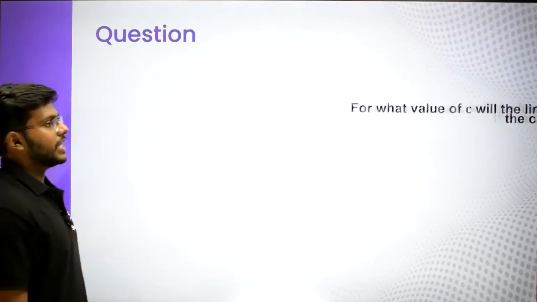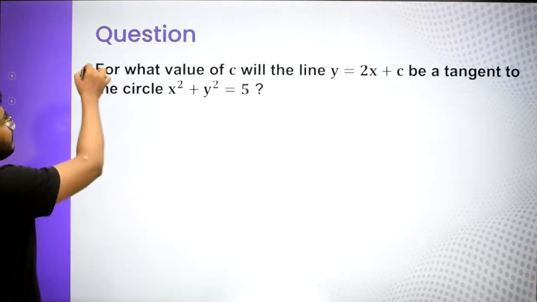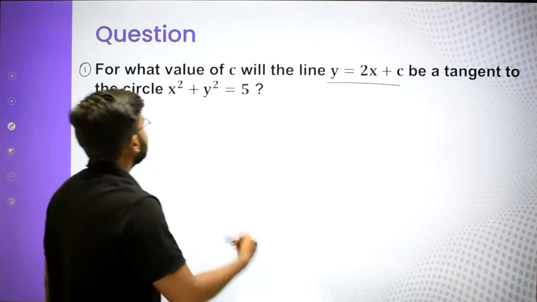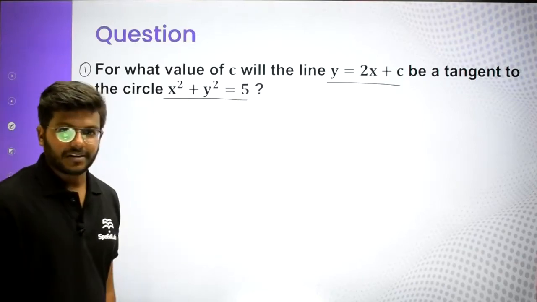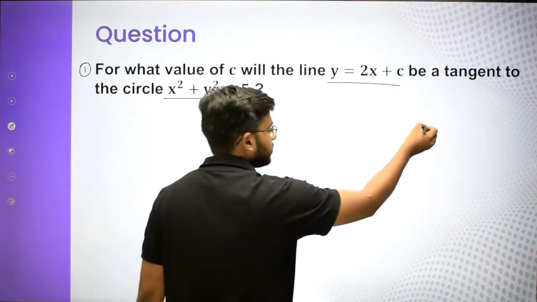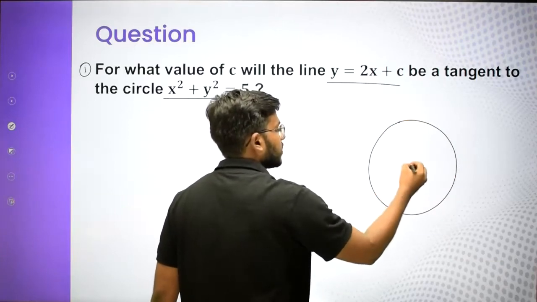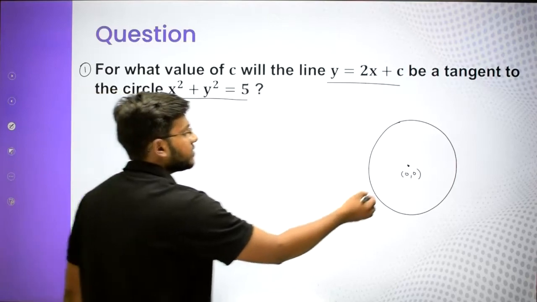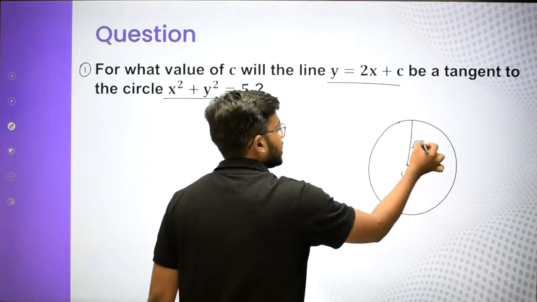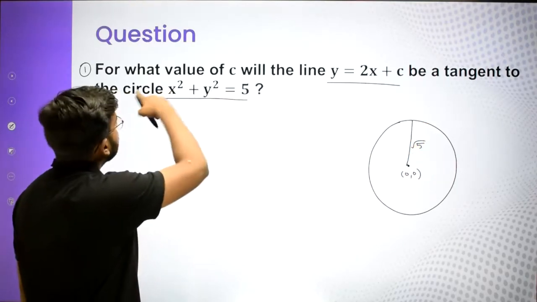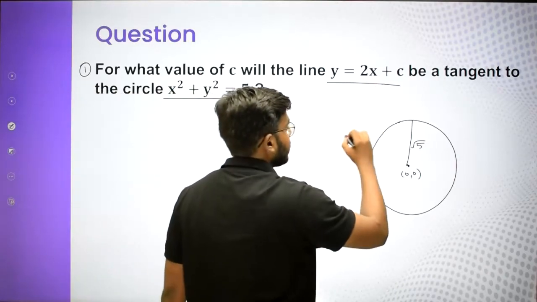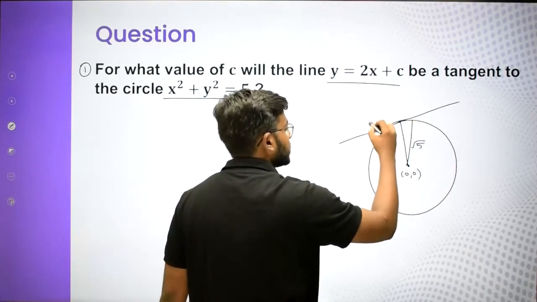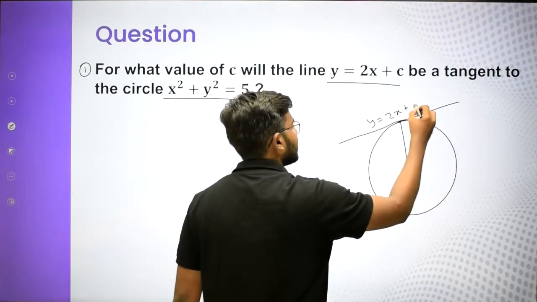ठीक है बेटा, चलिए तो अब एक क्वेश्चन देख लेते हैं. For what value of c y equal to 2x plus c be a tangent to this circle. So can you see, again it's a plain concept. Okay, you have your circle with center at origin beta 0, 0, and what is the radius? It is root 5, right? So the radius is root 5 and you want to find the value of c, so that this line y equal to 2x plus c becomes a tangent, right?